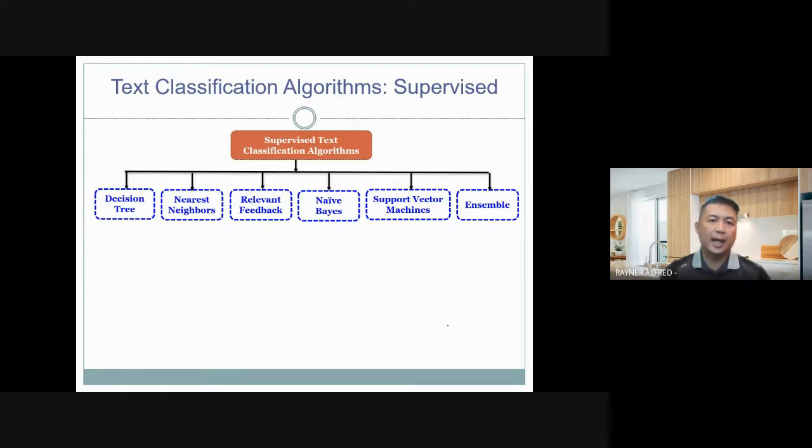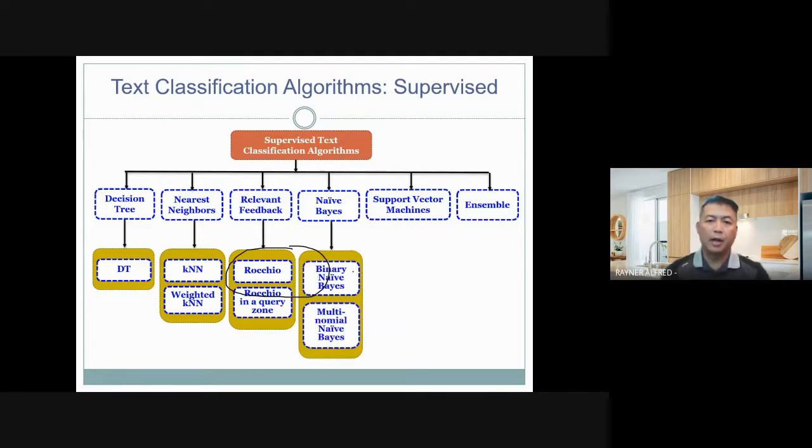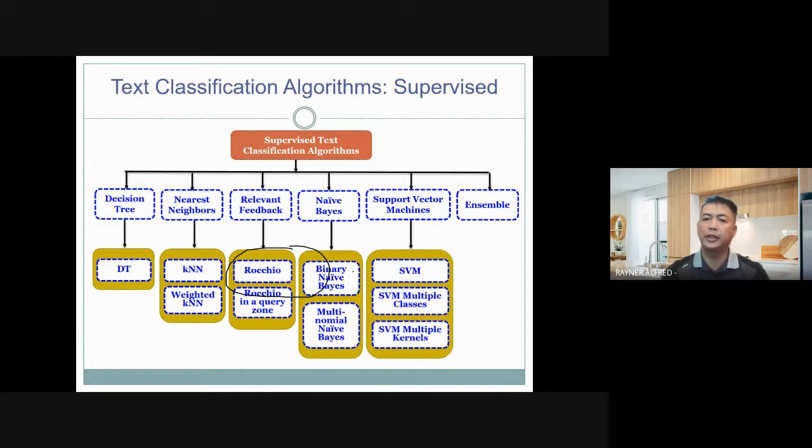And for supervised text classification, we have a few techniques. If you're planning to take machine learning, and of course data science students will have to take machine learning, you will study most of these algorithms. Okay, decision tree, nearest neighbor, relevance feedback. So you have studied this one, okay, in the previous lecture. Naive Bayes, support vector machine, and ensemble. So you will study this one in lecture 10. Okay.